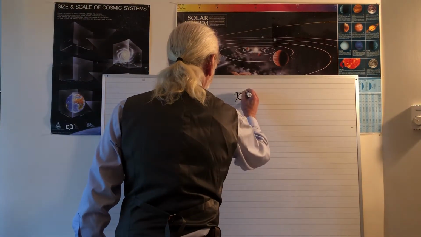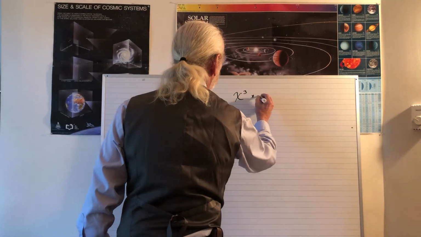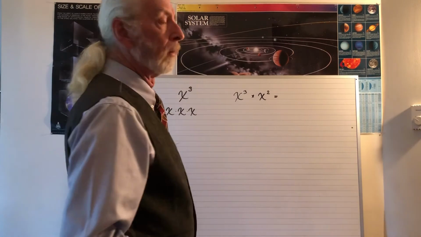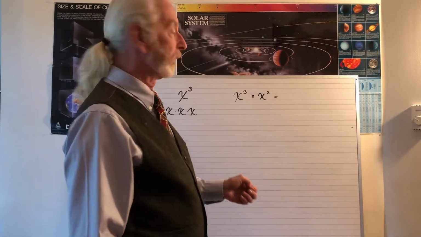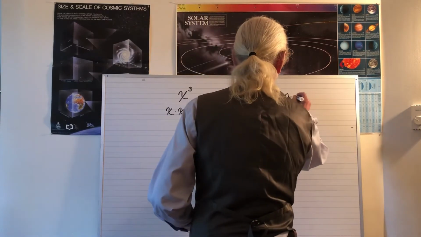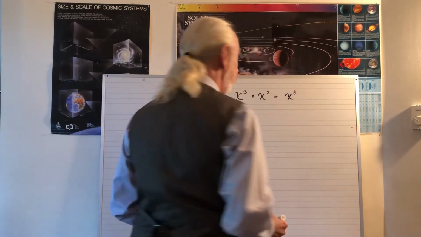X to the third times x squared. What does that equal? Well, back when you took algebra with Mrs. Gilhooly in high school, she said, well, what do you do? You add the exponents. And the answer is x to the fifth. And why is it x to the fifth? Because they told you to.